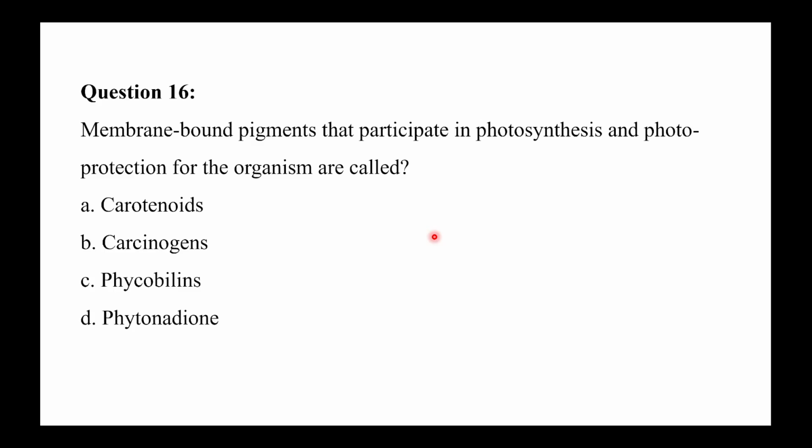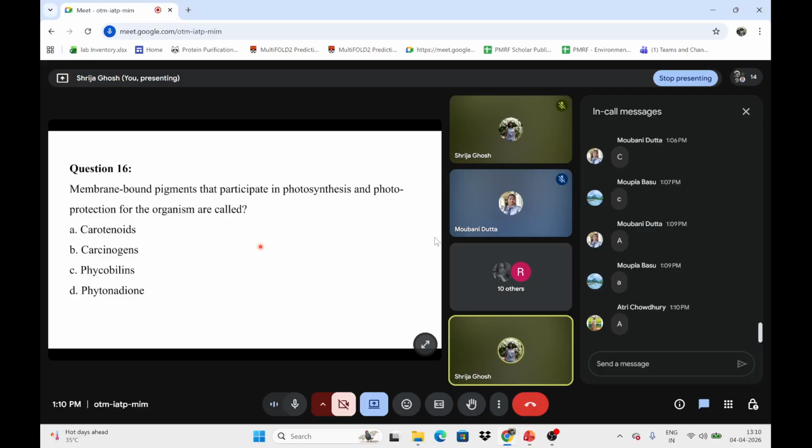All of you write your answers in the chat box. Which of the following are the membrane bound pigments that participate in photosynthesis and photoprotection? Carotenoids, carcinogens, phycobilins, phytonadione. I can see three answers in the chat box. What about others? Anyone else wants to write the answer? If you know the answer, please write.